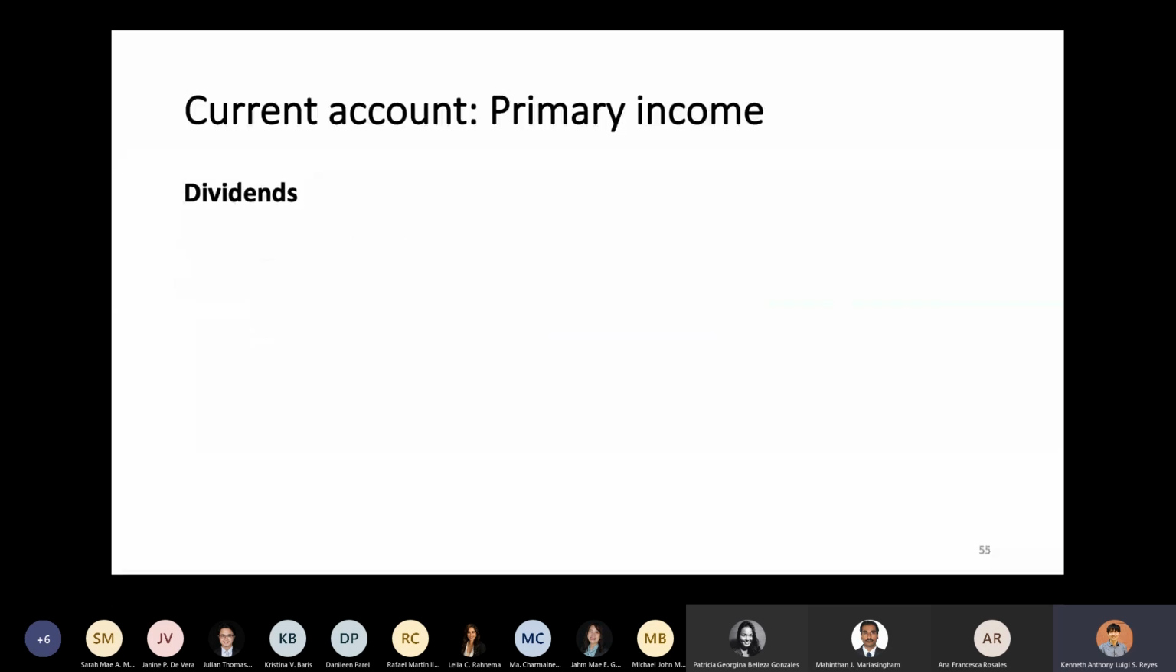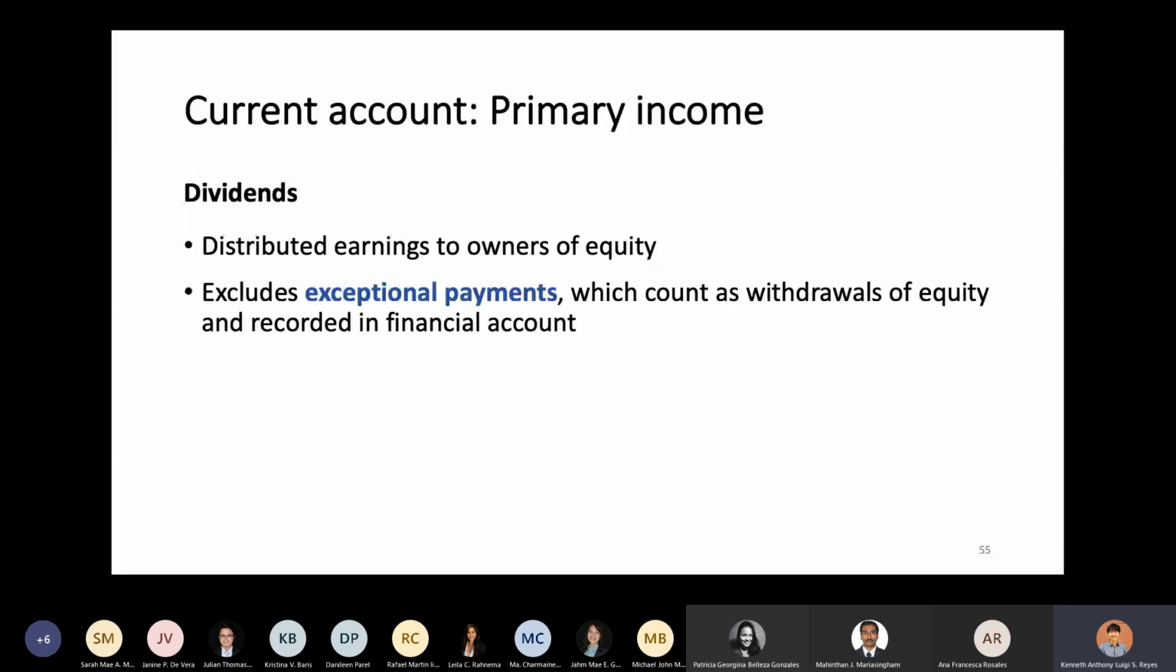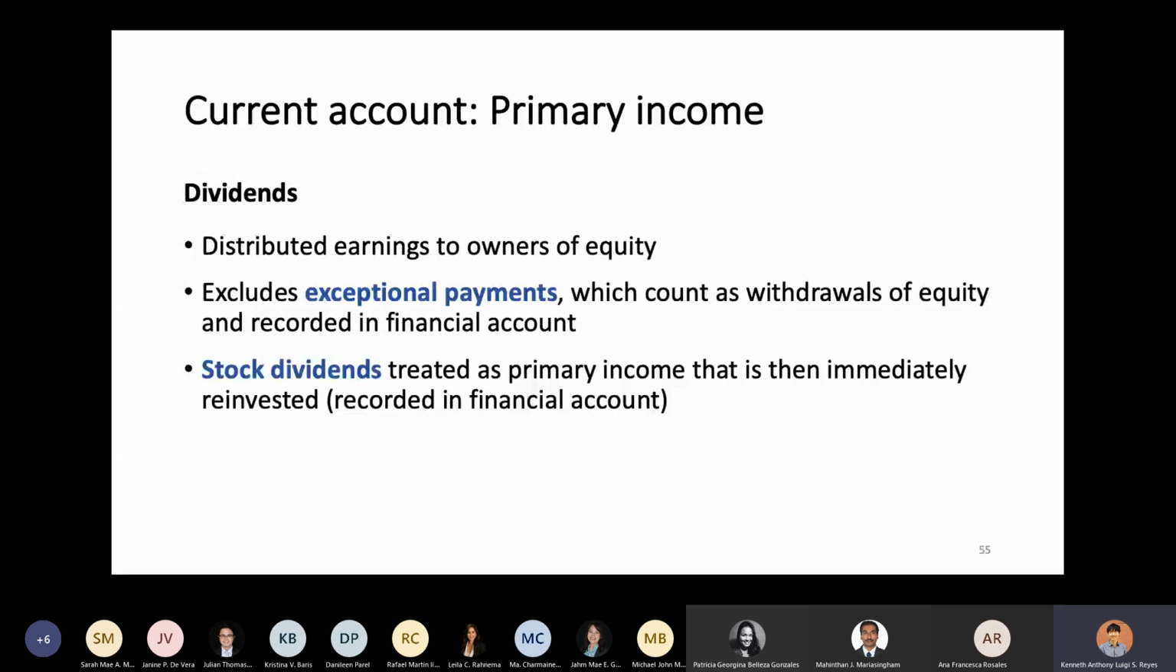All right, investment income. This can come in the form of dividends, which are earnings distributed to owners of equity. It excludes exceptional payments, which will count as withdrawals of equity and recorded in the financial account. So dividends have to be in some way regular. We also have stock dividends, which are payments in stocks. We treat this as income that is then immediately reinvested and recorded in the financial account.